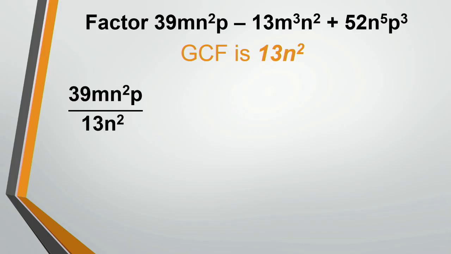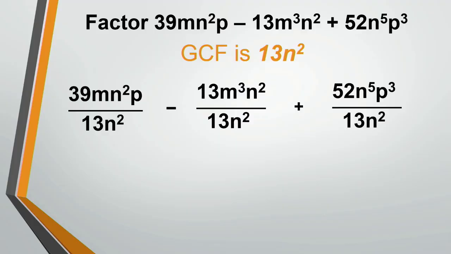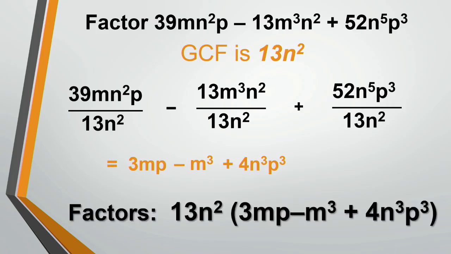Dividing the GCF to each term, we will have 3mp minus m cubed plus 4n cubed p cubed. Then expressing the polynomial as the product of the two acquired factors, the factors of 39mn squared p minus 13m cubed n squared plus 52n to the fifth p cubed will now be 13n squared times the quantity 3mp minus m cubed plus 4n cubed p cubed.